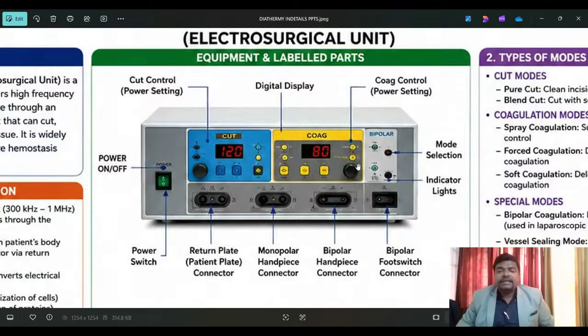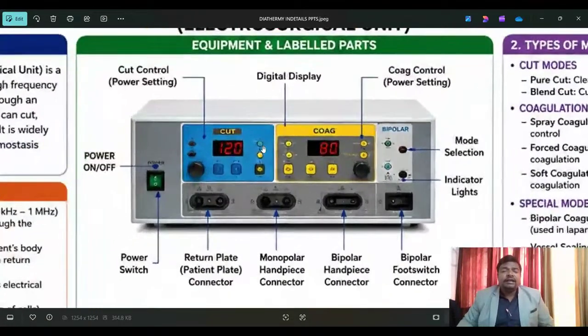Next, this is the control power setting and digital display. These are the labelled parts of the diathermy. Listen carefully, and whatever doubt you have, just give me a comment. After the explanation I will give all the answers. Let me explain everything I have prepared, and everyone should follow and pass it on. Thank you. I hope you got this.